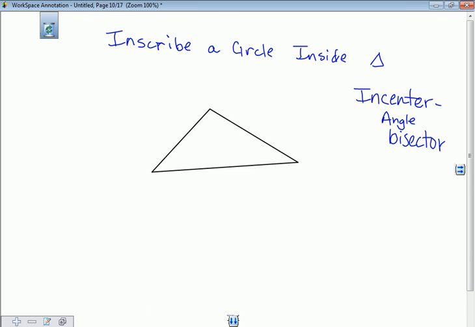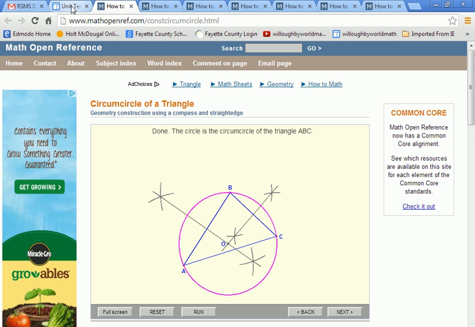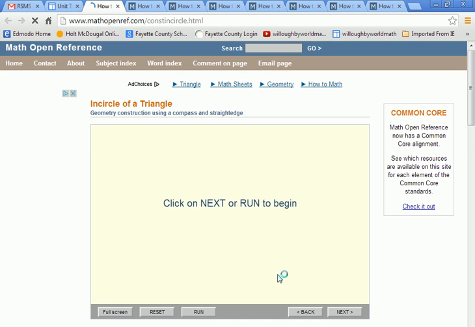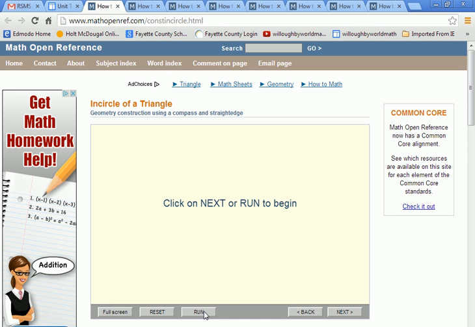Do you see how I'm going to my website every time to find these? That's where I put them for you if you need to look for them. They're under Unit 10, Circles and Volume. There they are, links for constructions. We are now doing incenter, and you can link to it. All those are going to be on the test tomorrow. I mean, Friday.